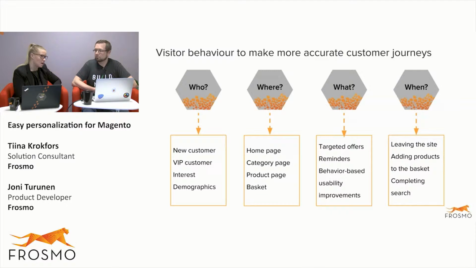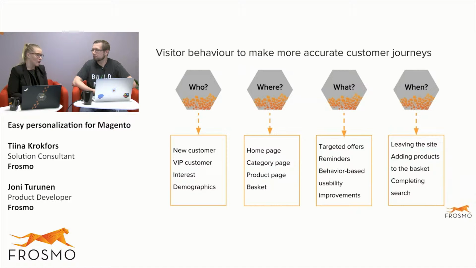And how we look at creating these personalized customer journeys with Frosmo is how we teach or show our customers to look at it. This is what we call the 4 Ws, and it starts with who. Who do I want to show this content to? It's the new customer, VIP customer, or demographics. We can have different content for people from Helsinki and different for those from Lapland.